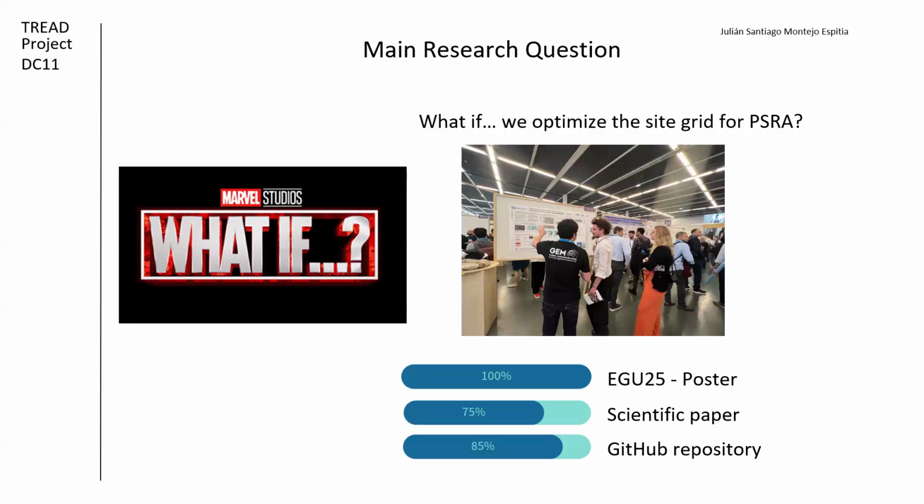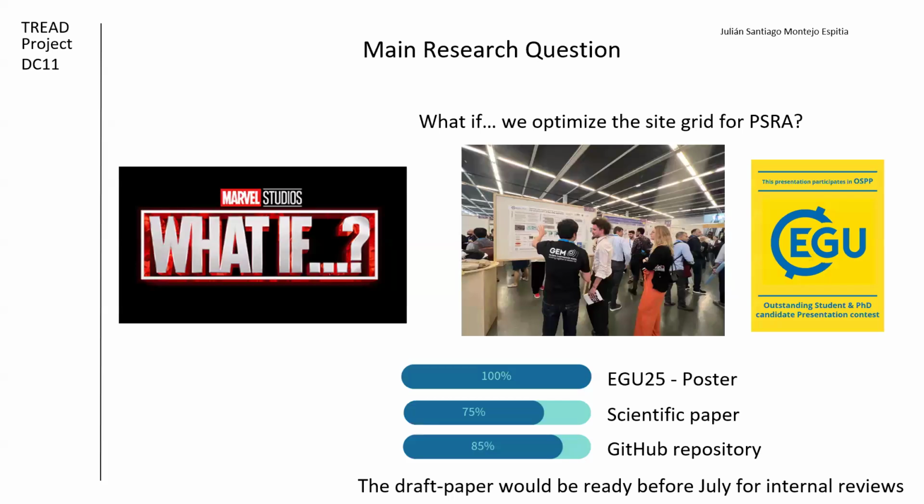In this part, we presented a poster at the EGU also. We are working on a scientific paper and a GitHub repository to open the codes. That was the topic I presented in my last update, and we hope the paper will be ready this month. Also, we participated in the Outstanding Student and PhD Candidate presentation contest, and we were awarded the prize. So I'm very proud of this. Sorry, I needed to tell you about this.